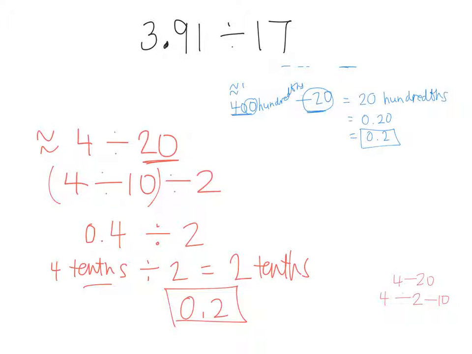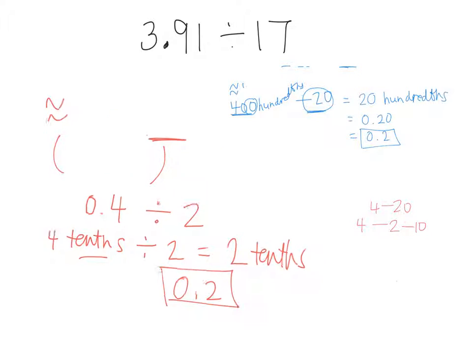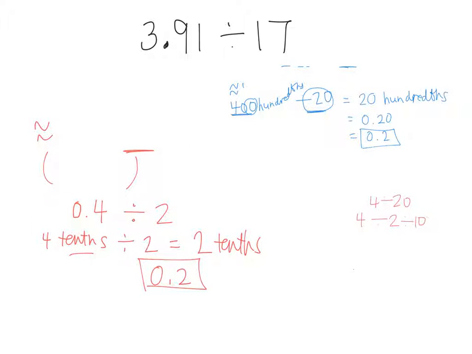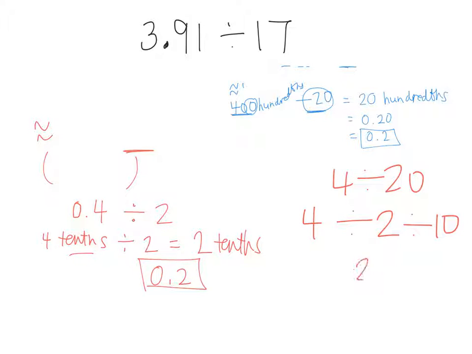Yeah. Now what if I had done 4 divided by 20 again, but then I did 4 divided by 2 first, and then divided by 10? Could I do that? What's 4 divided by 2? 2. And 2 divided by 10, I know I just need to move the decimal point over, and it's 2 tenths. Okay? So I want you to talk with your table group. What is the difference between the way I did it in the blue and the way I did it in the red? Go ahead and discuss.